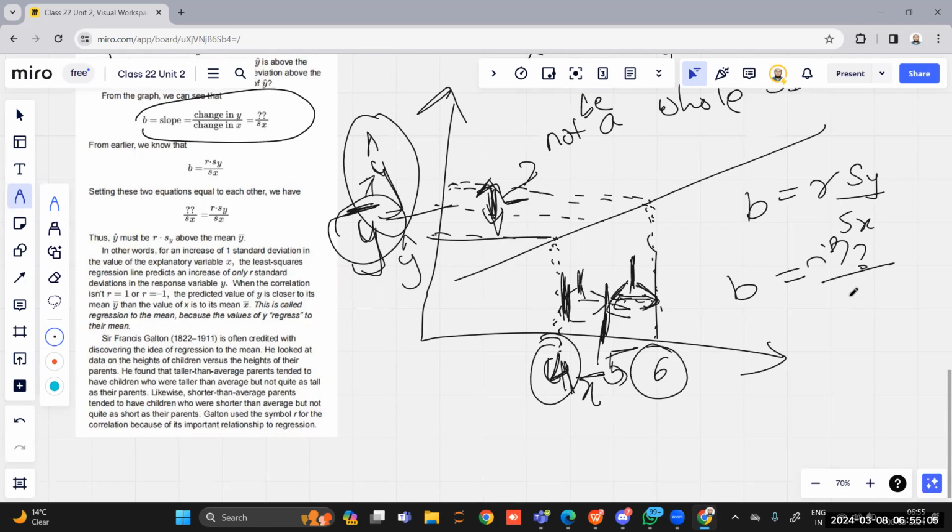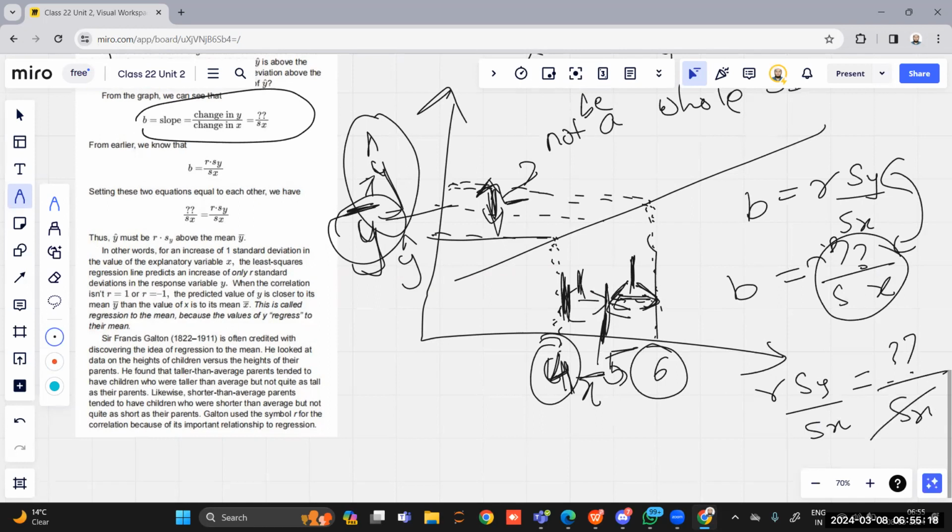The slope is change in y upon change in x. We need to calculate the change in y. Now we are equating these two. So what will we get? This will get cancelled, so r sy will be equal to this. Thus y hat must be r into sy above the mean. This height will be r into sy.